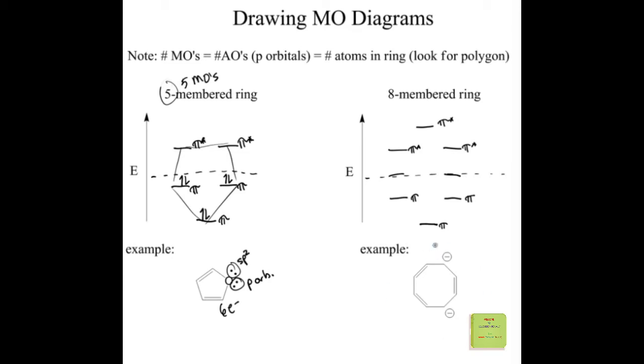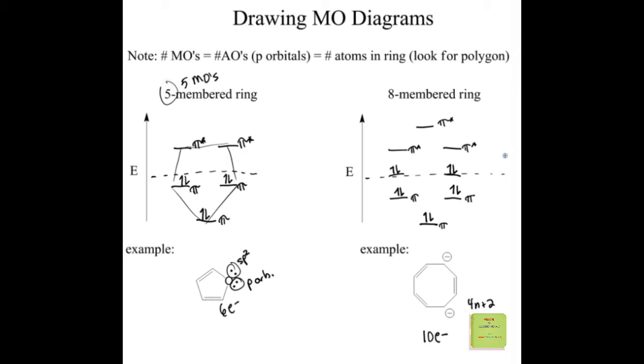And here's an example of an 8-membered system. We have 2, 4, 6, 8, 10 electrons. Is that a magic number? 4n plus 2 is a magic number. So we're expecting this to be a good structure, so let's fill it in. We have 2, 4, 6, and then 8, and then 10. We've filled in all 10 electrons in bonding molecular orbitals. We don't have any electrons in the antibonding. We don't have any electrons that are unpaired. And so this is another stable system.